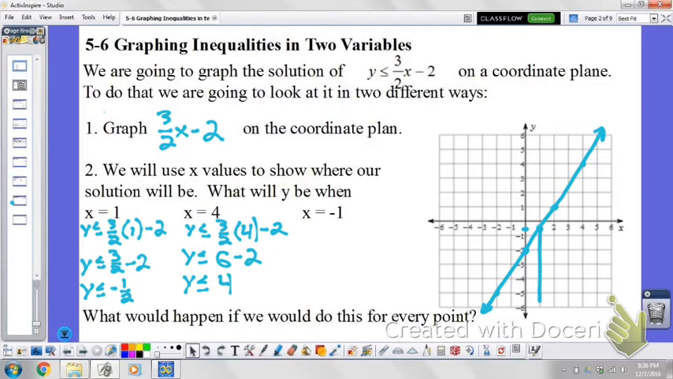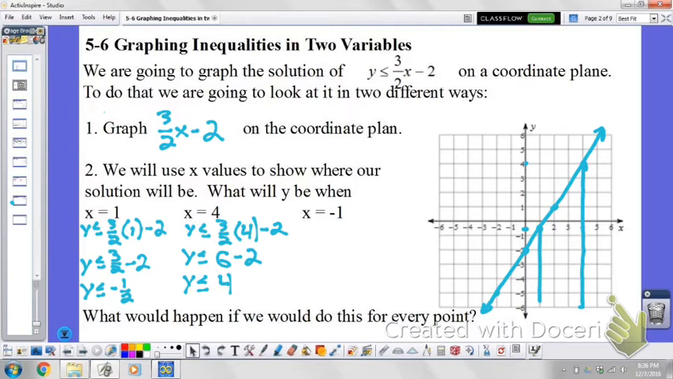So let's go ahead and go to when x is equal to 4, which is right here. So when x equals 4, y is less than or equal to 4. So right here is where y is equal to 4. So it's going to be everything below that. So 4 and below. So it'll be like this. And it'll keep on going.